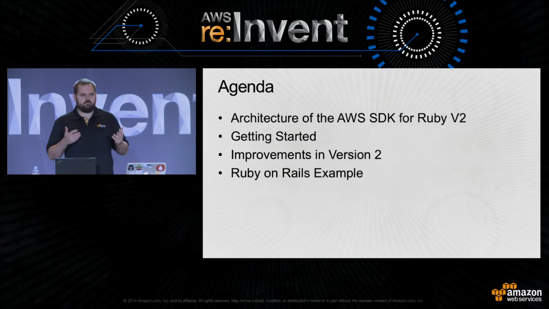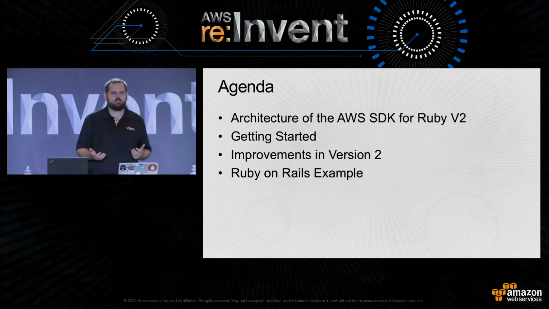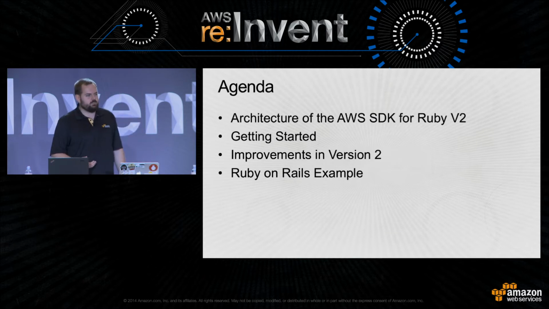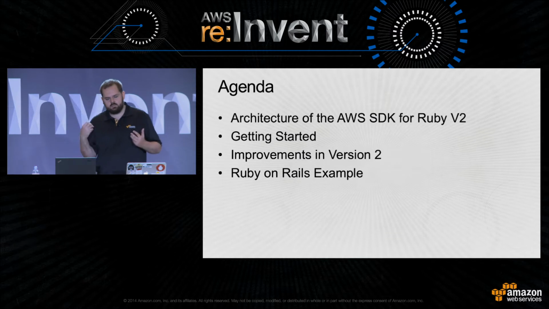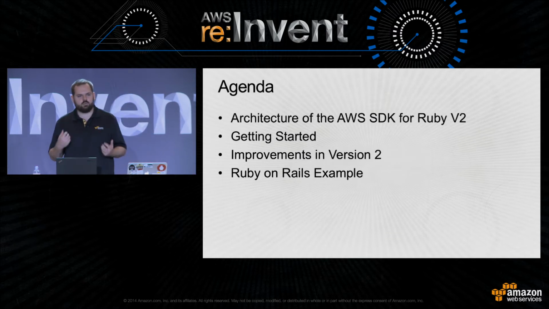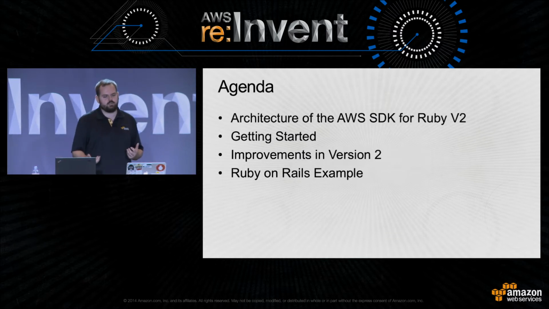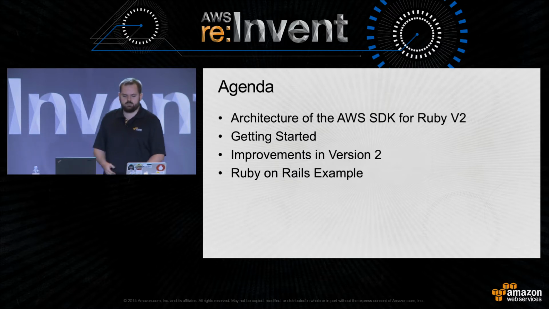So we're covering 4 topics today. We're going to have a brief overview of the architecture of V2 of the SDK. We're going to talk a little bit about how you get started. So if you've never used it before, this is definitely the section where you're going to be interested, and we're going to show you how you get started. We're going to talk about new features that we have in version 2 of the SDK. And we're going to bring it all together with a short example using Ruby on Rails.